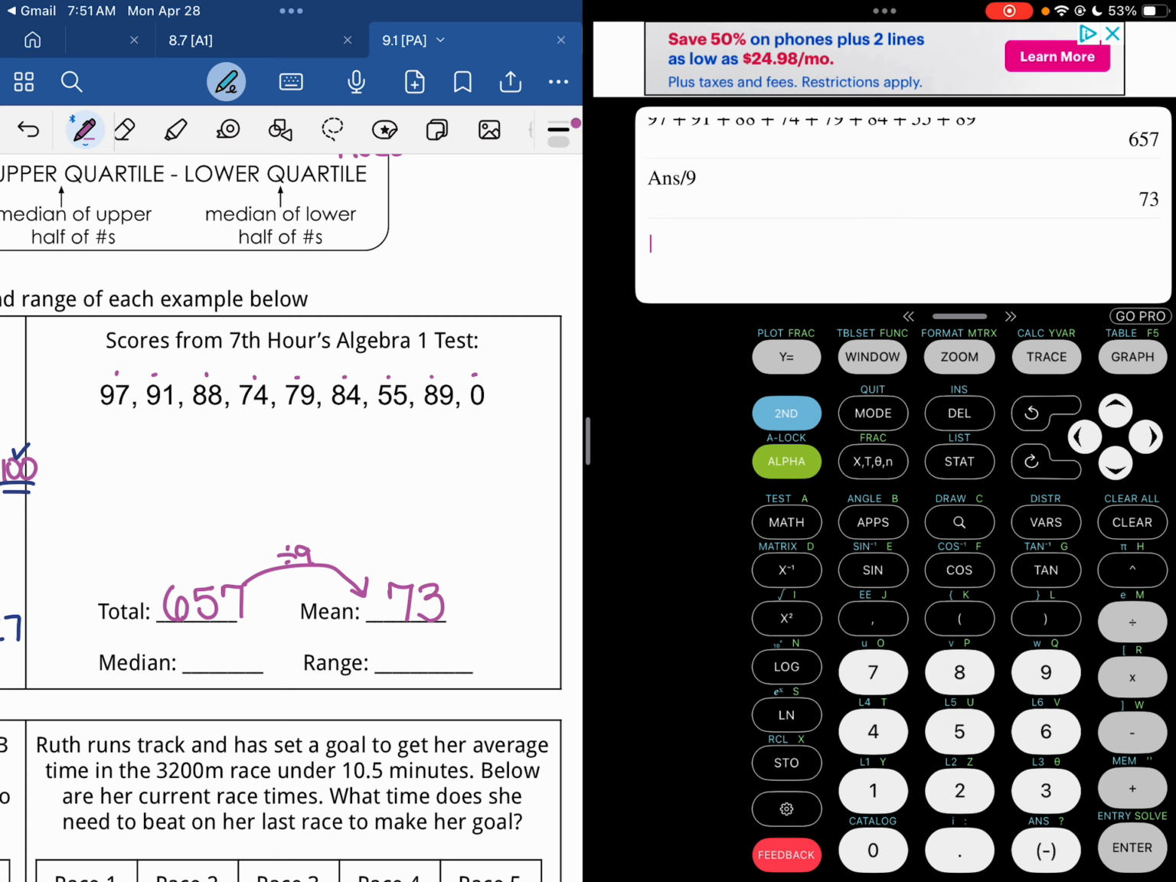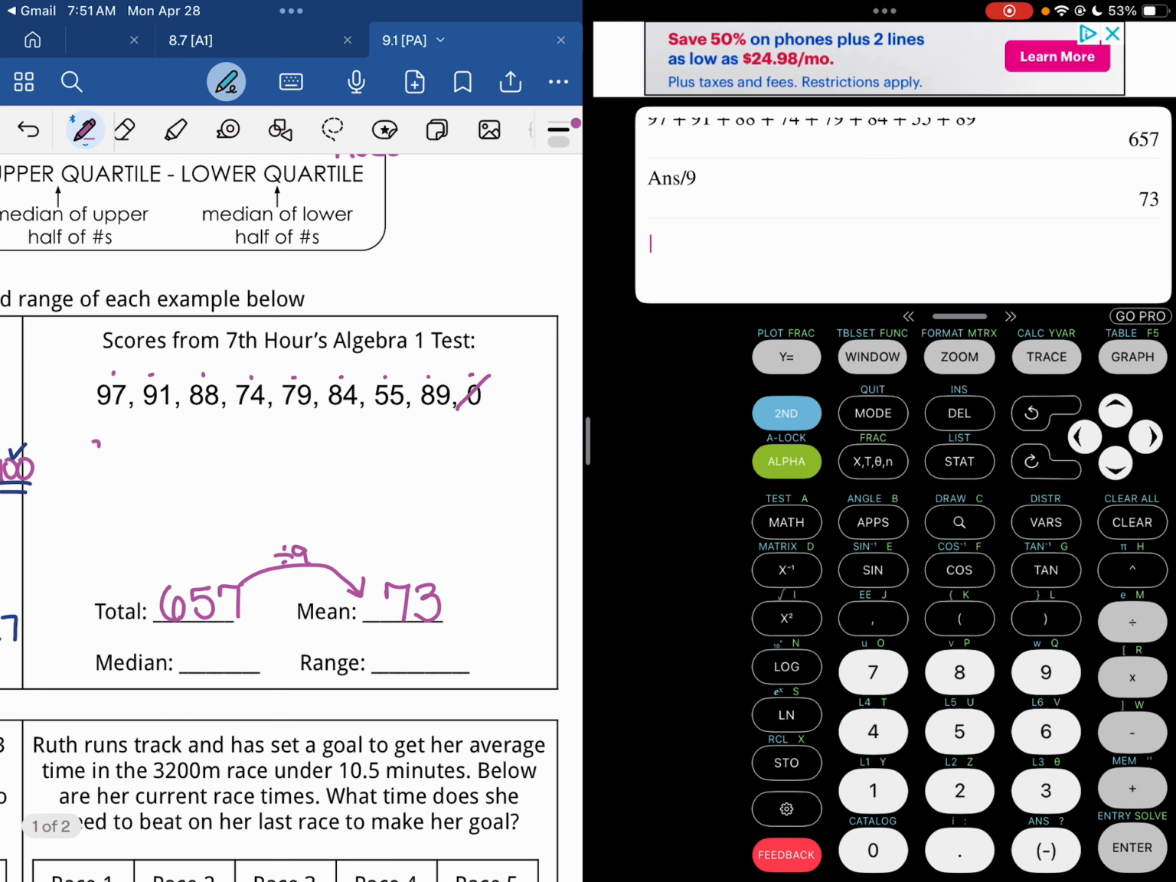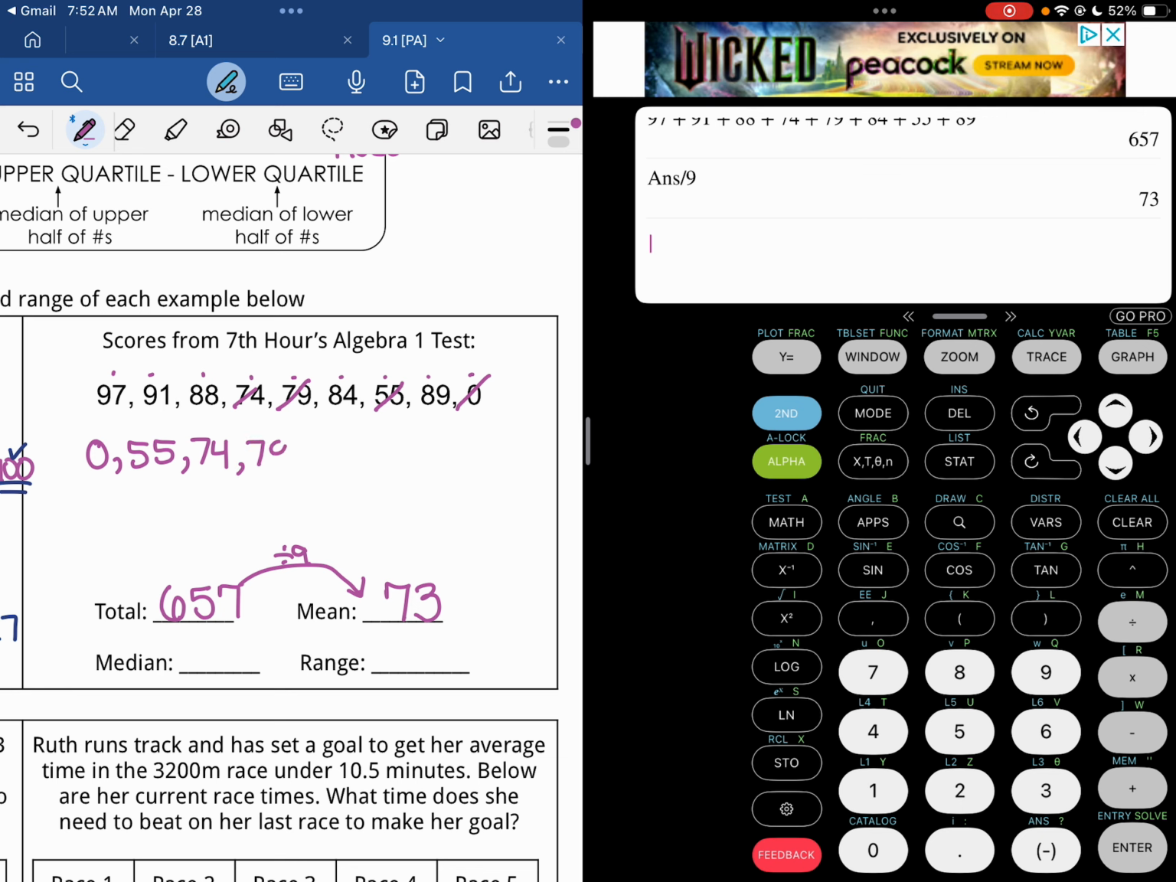Then I'm going to go ahead and list these numbers in order. Starting with 0 is of course the lowest. And then the next highest would be the 55. And then probably the 74. And then the 79. 84. 88. 89. 91. And 97.